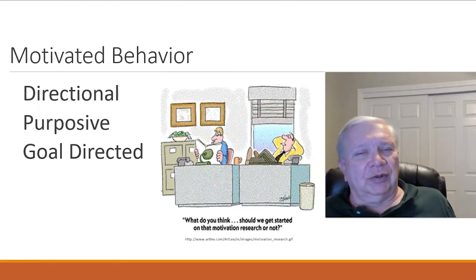We can also talk about traits as motivated behavior that lead you in a certain direction. Here's an old word, but I like the word purposive. You do behavior on purpose. Or your behavior may in turn be goal-directed. All of these are different kinds of motivated behavior.